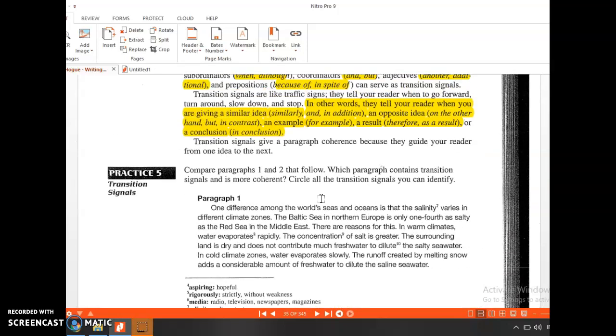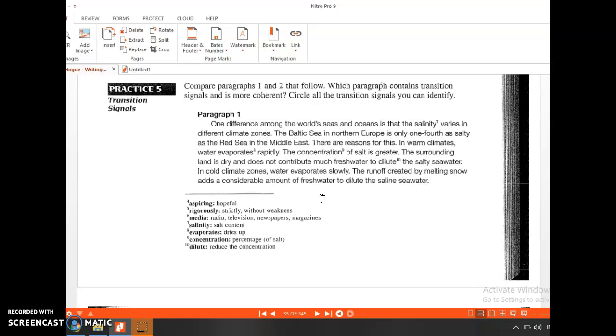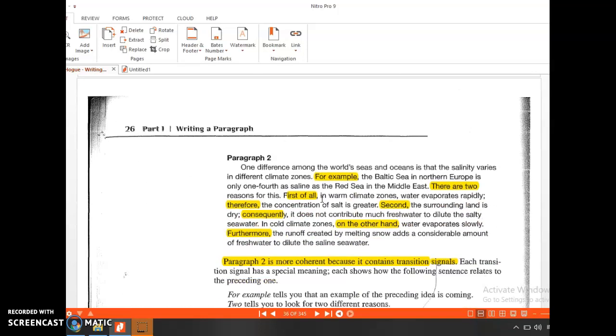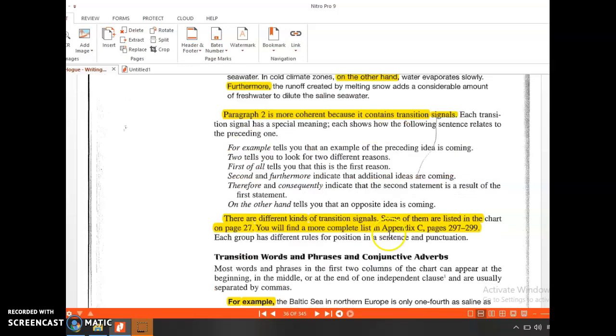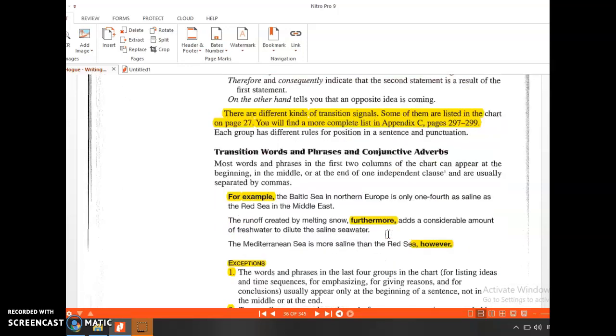So previously we discussed paragraph 1 and paragraph 2, and it turns out that paragraph 2 is the better paragraph compared to paragraph 1, because paragraph 2 is more coherent as it uses transition signals. For example, first of all, second, on the other hand, and so on. Alright, next. Transition words and phrases and conjunctive adverbs.